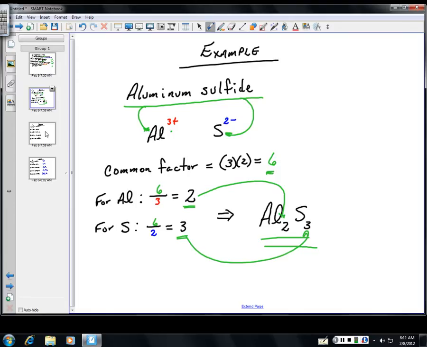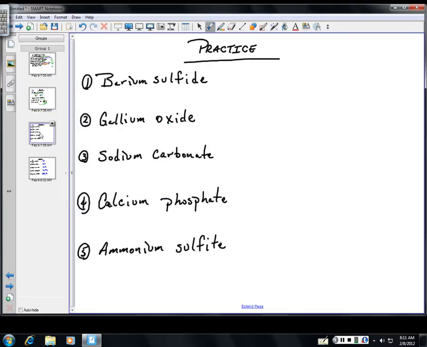Good. Then what we're going to do is, as always, practice some. Here are 5 that I want you to practice: barium sulfide, gallium oxide, sodium carbonate, calcium phosphate, and we're going to throw in ammonium sulfite so you get used to writing one with ammonium. So, again, as we've done previously, put this on pause, write out your answers following our steps, and then double check it against this fourth slide here, which will have the right answers on it, and we'll let you compare. Then we'll talk through them if you didn't get all the right answers. All right, so put it on pause and go to work.